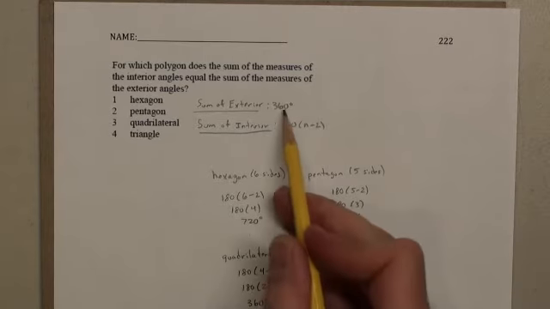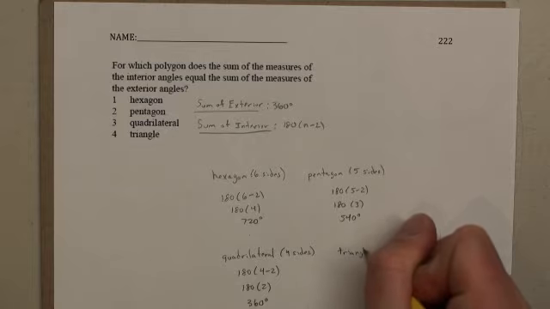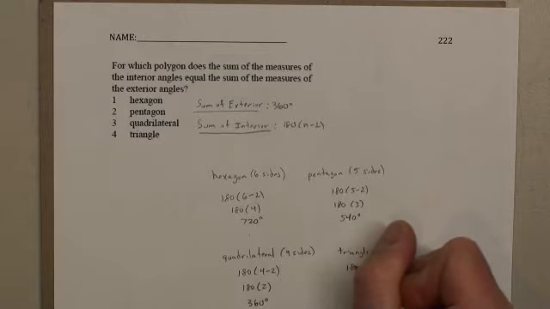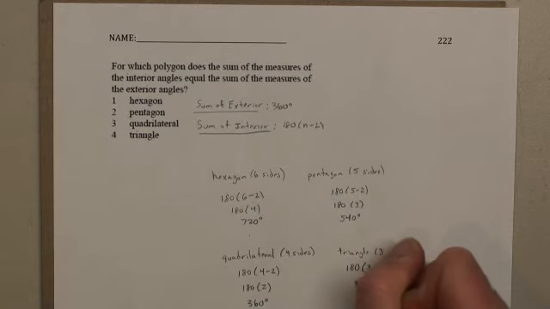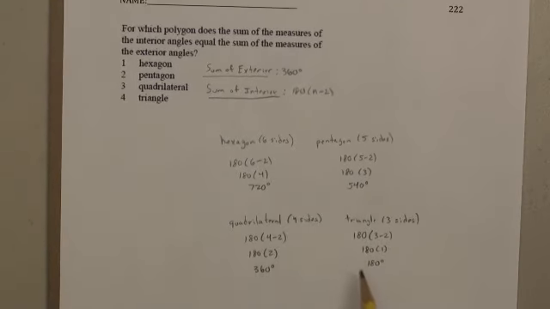So that's our answer because it matches the exterior angle sum, but we also want to show the work for triangle, which is 3 sides. So 180 times 3 minus 2 is 180 times 1, which is 180. And if you think about it, you already know the sum of the interior angles of a triangle is 180, so the formula works. And for a square and a rectangle, it's 360. So this formula works for any number of sided shape, which is a polygon.